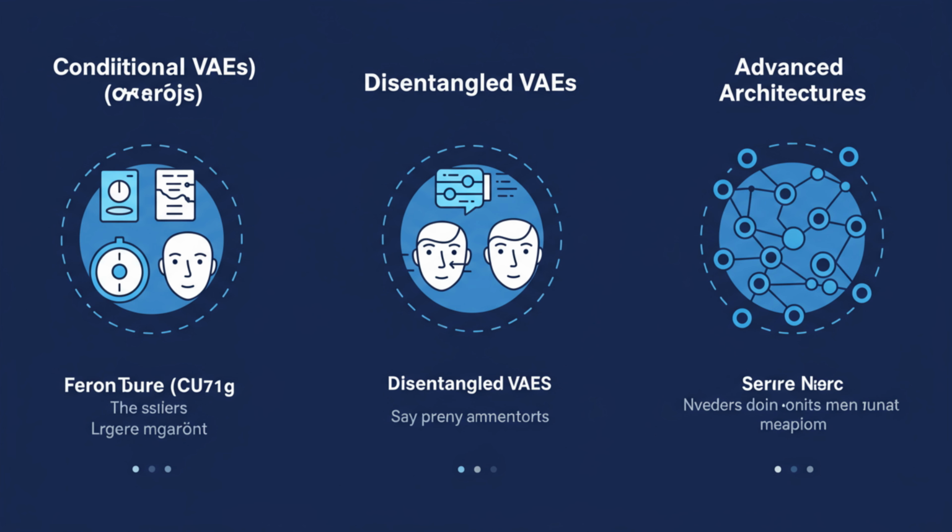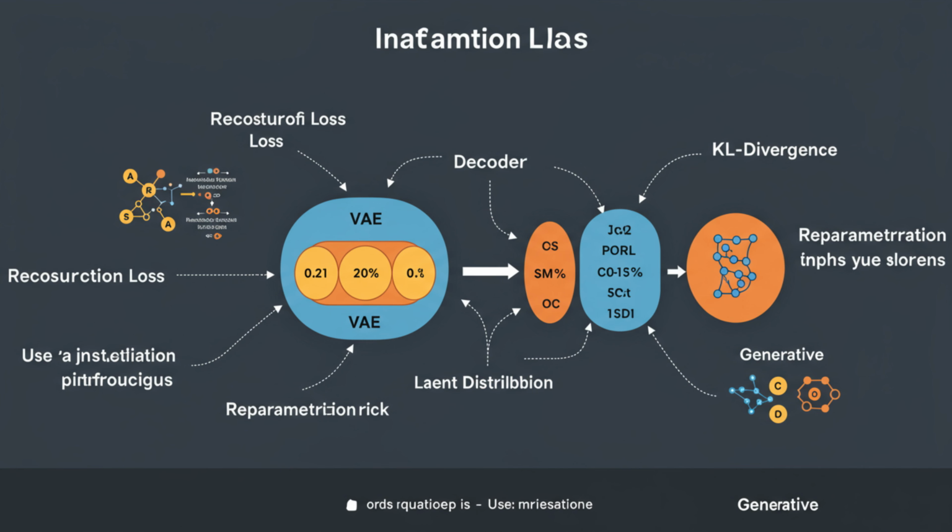Many extensions exist: Conditional VAEs for controlled generation, disentangled VAEs for interpretable latent dimensions, and more advanced architectures. VAEs merge an encoder-decoder structure with a probabilistic approach, ensuring a structured latent space for meaningful generation. The KL-Divergence and reparameterization trick are key.